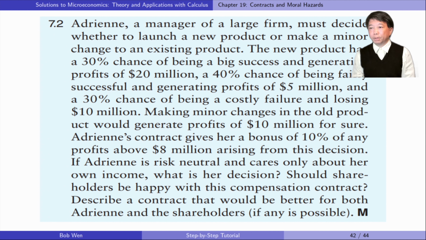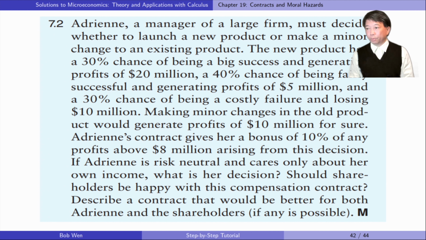Let's solve exercise 7.2. Adrian, a manager of a large firm, must decide whether to launch a new product or make a minor change to an existing product. The new product has a 30% chance of being a big success and generating profits of $20 million, a 40% chance of being fairly successful and generating profits of $5 million, and a 30% chance of being a costly failure and losing $10 million. Making minor changes in the old product would generate profits of $10 million for sure.